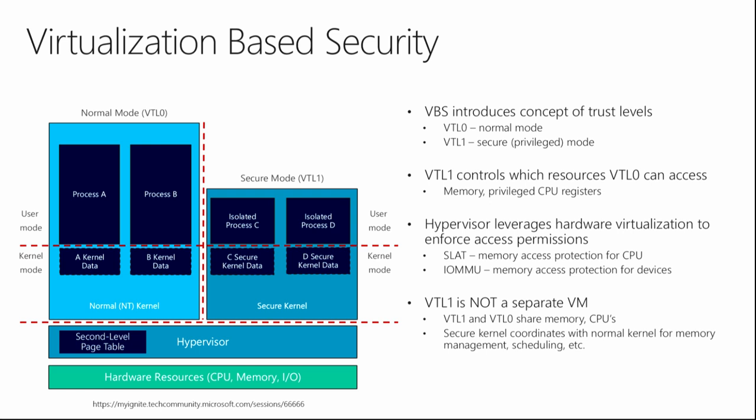And you also have the IO memory management unit. And this is used to provide DMA remapping. So this just ensures that if you have a malicious device, it can't access memory of a higher trust level or another partition that it's not assigned to.